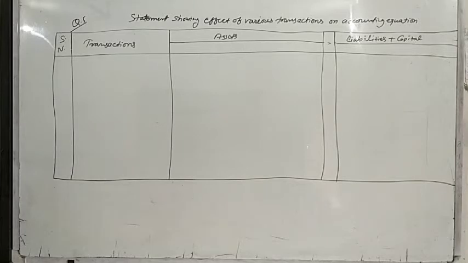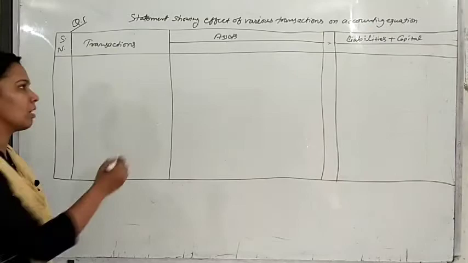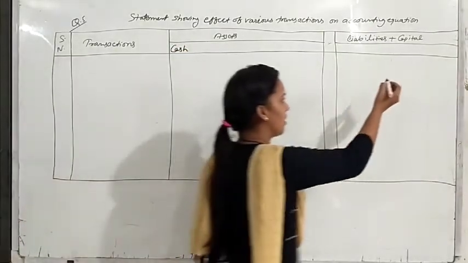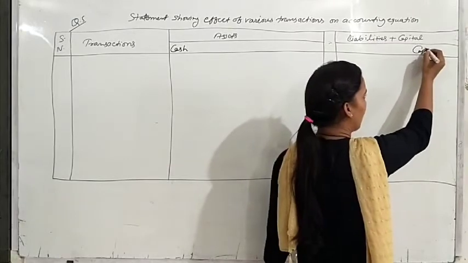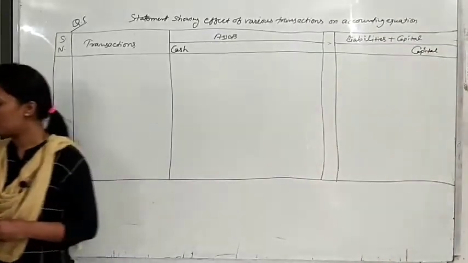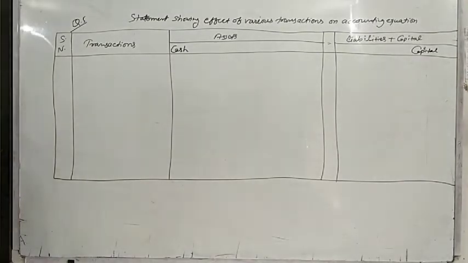First point, business started with cash. So two accounts are affected here, that is cash account and capital account. So cash on the asset side, and capital, that is a separate head. Cash account and capital account. Second point, purchased goods from Rohit.